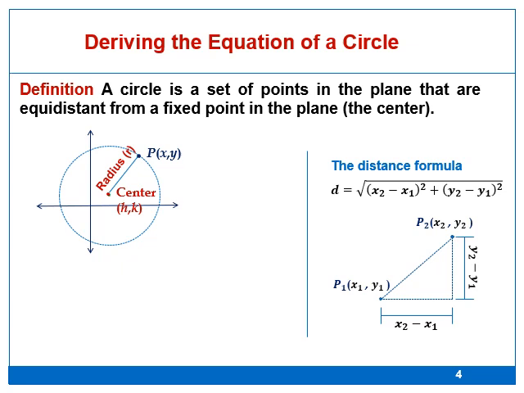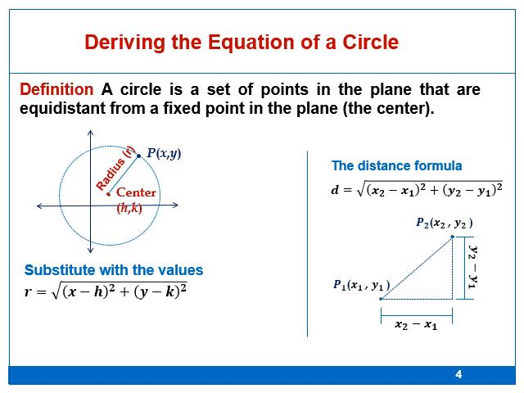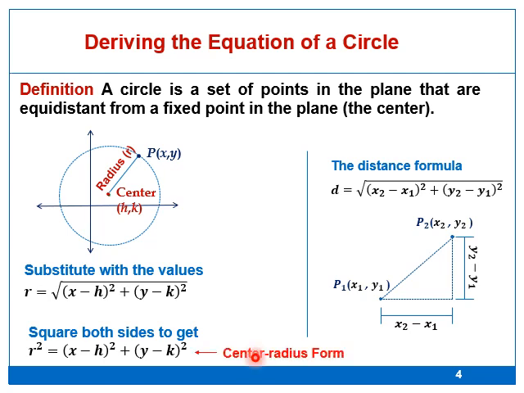So the distance between any point on the circumference of a circle and the center, which is equal to the radius, can be given by: the radius is equal to the square root of the difference between the x's squared plus the difference between the y's squared, under the square root. And if we square both sides, we'll get r squared is equal to x minus h all squared plus y minus k all squared. This is called the center-radius form of the equation of a circle.